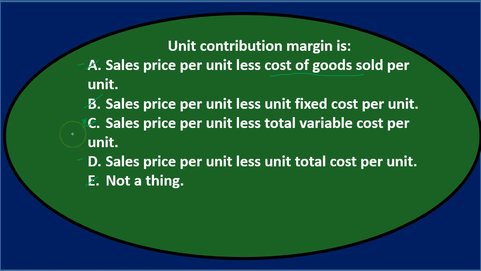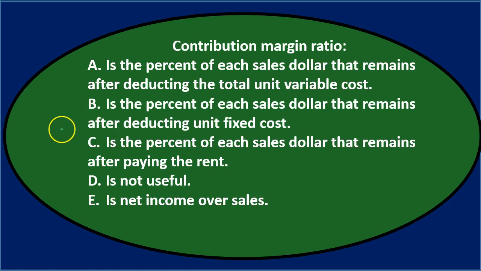And then C sounds reasonable because sales price per unit and total variable costs sound reasonable versus D says sales price per unit and total cost. Total cost meaning variable and fixed. We can't really compare that as easily because they don't act the same. So really the contribution margin is C here. That's the comparison we typically make. That's why we break out between fixed and variable. We can compare the sales to the variable costs. Final answer. Unit contribution margin is C, sales price per unit less total variable cost per unit.